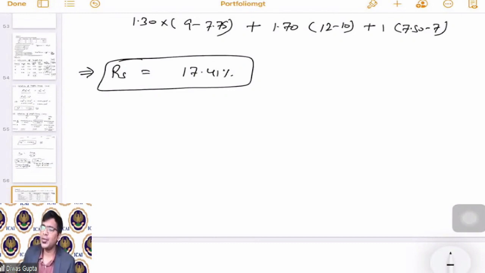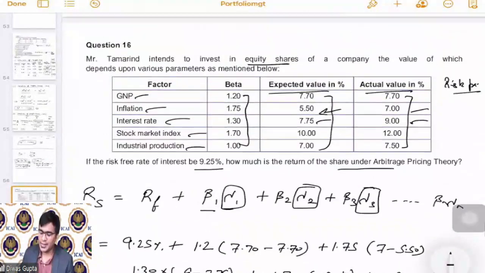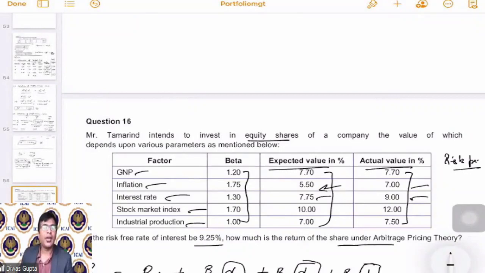Sairam is asking, why do we do arbitrage pricing theory? So Sairam, all these theories are based on certain situations. Arbitrage pricing theory says that why do we only need to consider one risk factor, which is market return or the market risk? There are a lot of other risks. For example, GNP, inflation, interest rate, stock market index, everything will impact your returns. So why don't you take those factors into consideration as well?